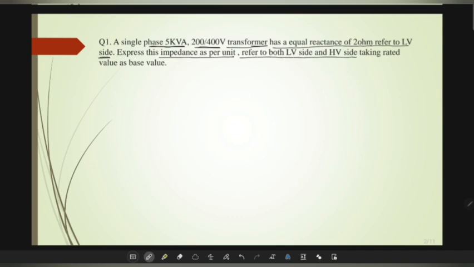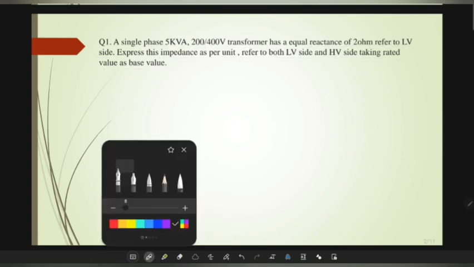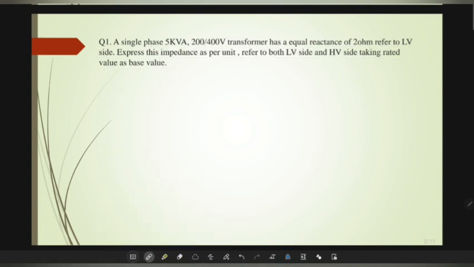So we need to find the per unit impedance referred to the LV side and the HV side of the transformer, taking the rated value as the base value. So we need to take the rated value as the base value. Now, first we will solve for the LV side. Now we have to take the rated value as the base value.